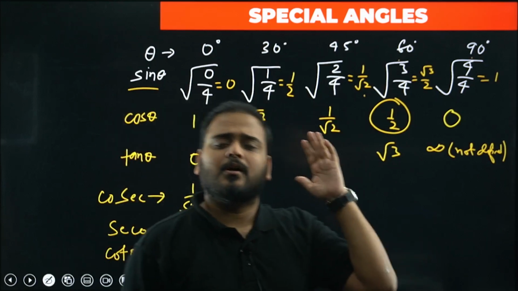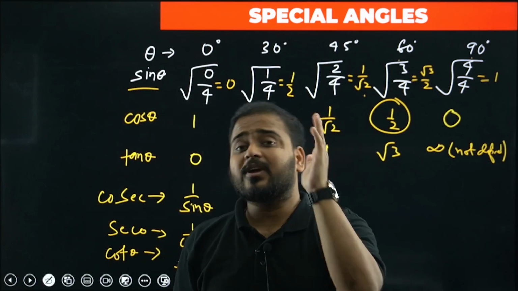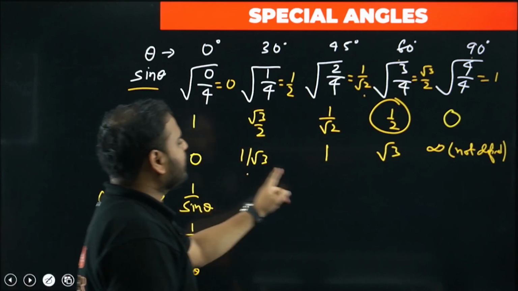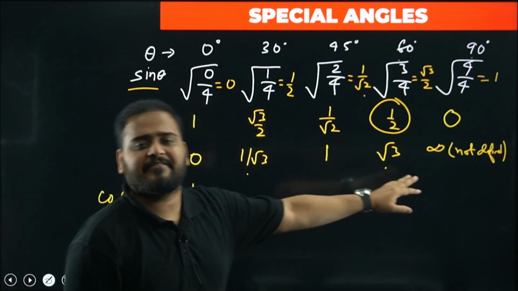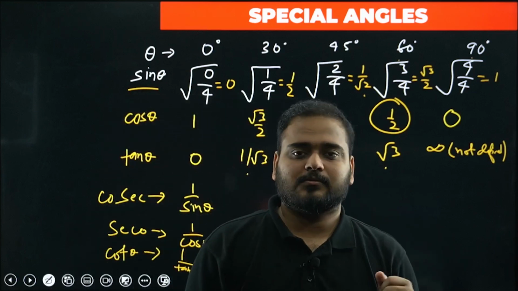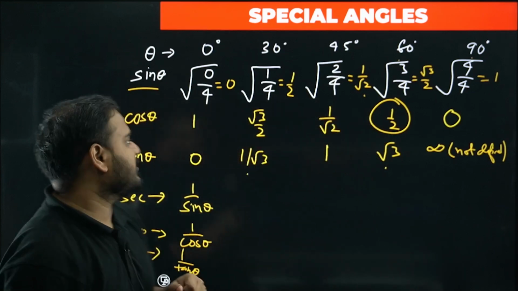Cos you can remember, tan you can remember. Tan is what, bacha? 0, 1 by root 3, 1, root 3, undefined. Please check here, 0, this is a pattern, 1 by root 3 and root 3. This is 1, right? And this is undefined. Simple to remember. Just try to practice some questions on these ratios. Once you get that, it'll be very, very easy to remember all of this.